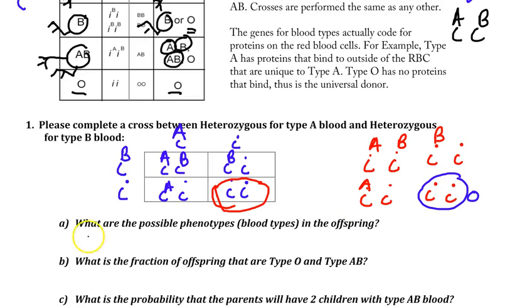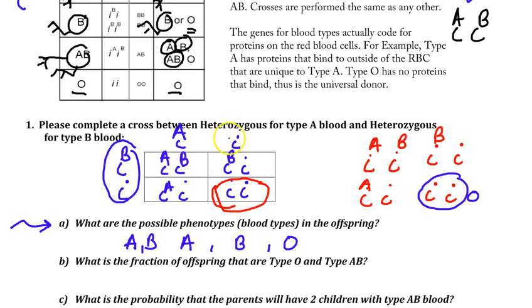So, here are some questions. What are the possible phenotypes in the offspring? Well, we have AB, we have A blood, B blood, and then we have type O. So all are possible if you have a heterozygous B blood typer and a heterozygous A. Pretty straightforward. We've seen those skills. It's just now you're using blood typing with codominance.